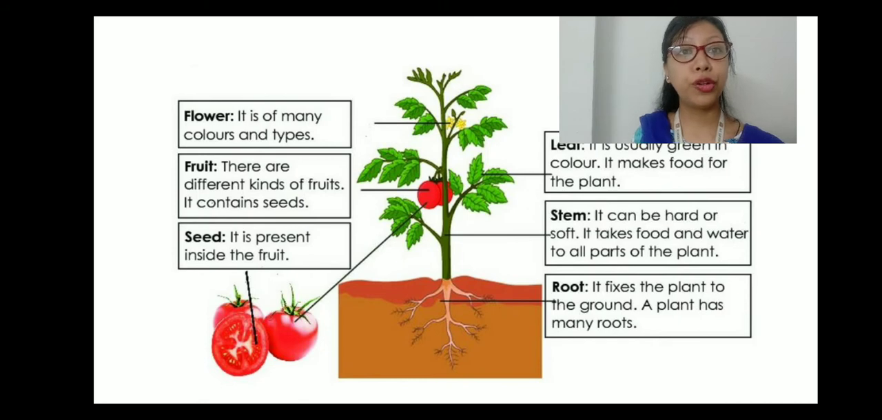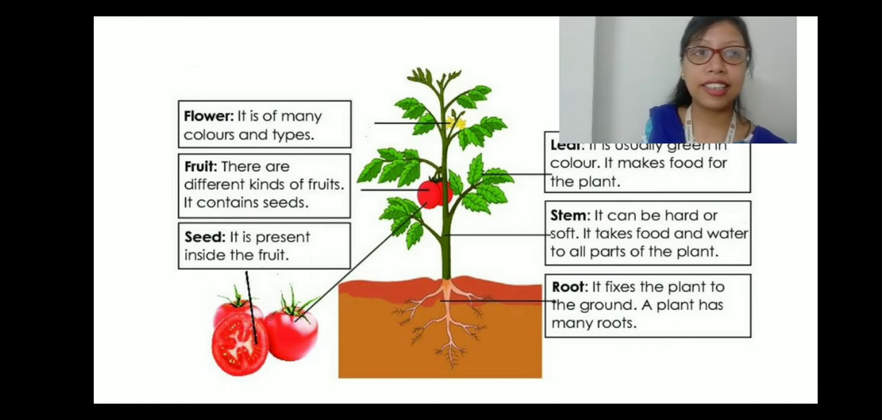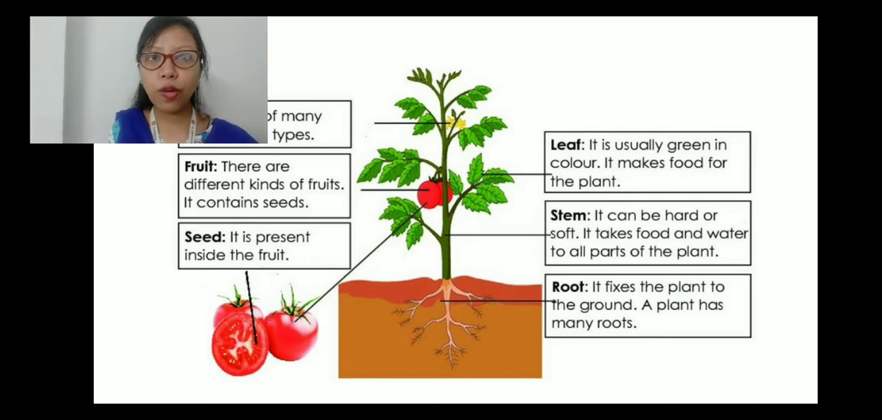Then comes the fruit. There are different kinds of fruits. It contains seeds. We have mango, apple, banana, strawberry, pomegranate, right? There are lots of fruits and every fruit contains some seeds inside it. Now what is a seed? A seed is present inside the fruit, because a seed helps to grow the plants also. So remember, fruits come in different kinds and contain seeds, and these seeds are present inside the fruit.